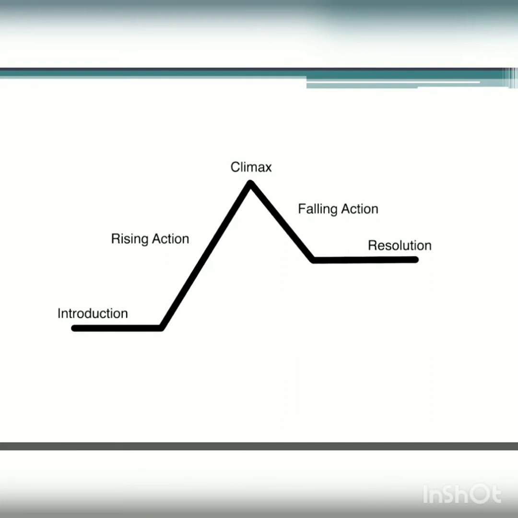This diagram will help us to understand what close reading is. While close reading, students have to find out from the story the introduction, rising action, climax, falling action, resolution, or in other words, the end.